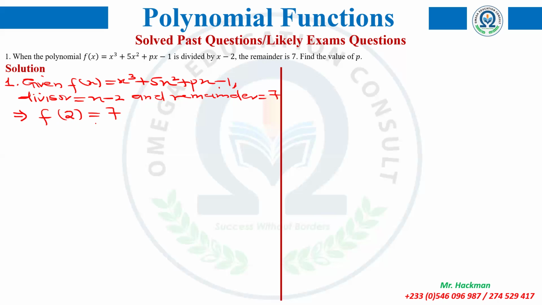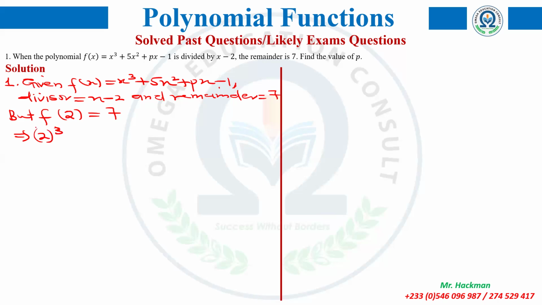So if f of 2 is equal to 7, it means wherever I see x here, I'm going to substitute the 2. Let me even write it this way, but that doesn't mean if you use implication you will be wrong. Please, you won't be wrong. Based on the information that we are given, f of 2 is equal to 7. So this implies that, what is my f of 2? It will give me 2 cubed.